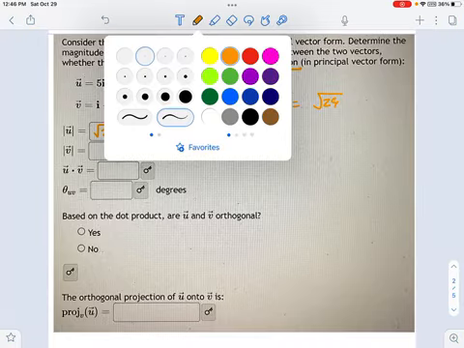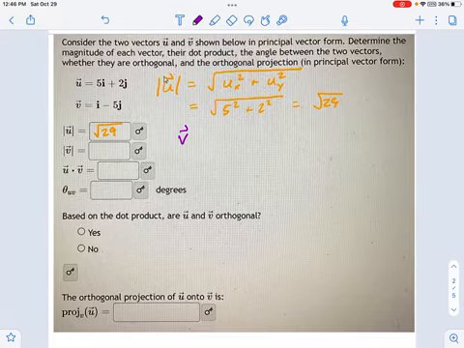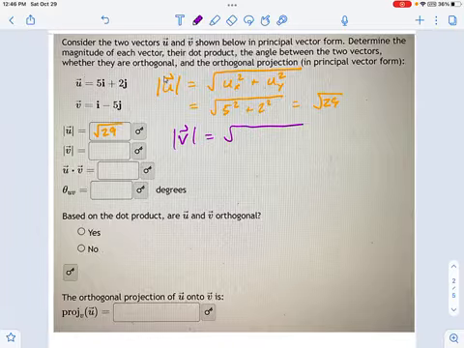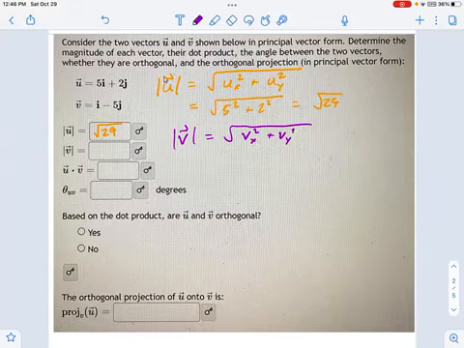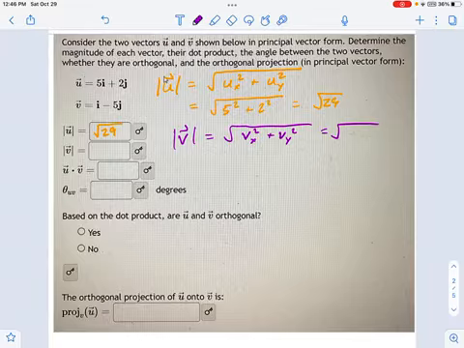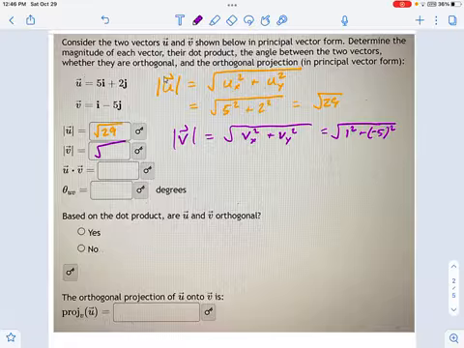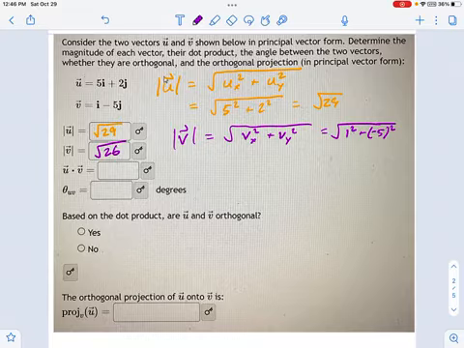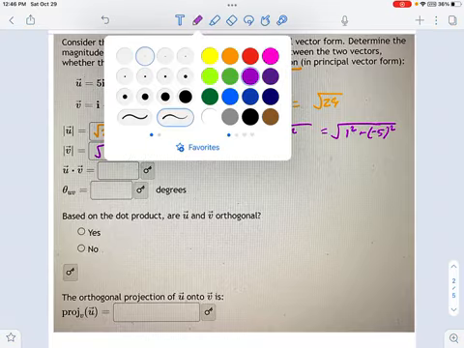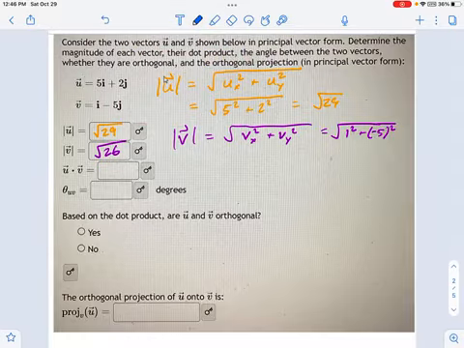For v, same idea. We're going to take the magnitude of v equal to the square root of the sum of the squares of its components. So that equals the square root of vx, which is just 1 squared, and vy is negative 5 squared. Multiply those together, you're going to get radical 26. Easy peasy. Now let's move on to the dot product.